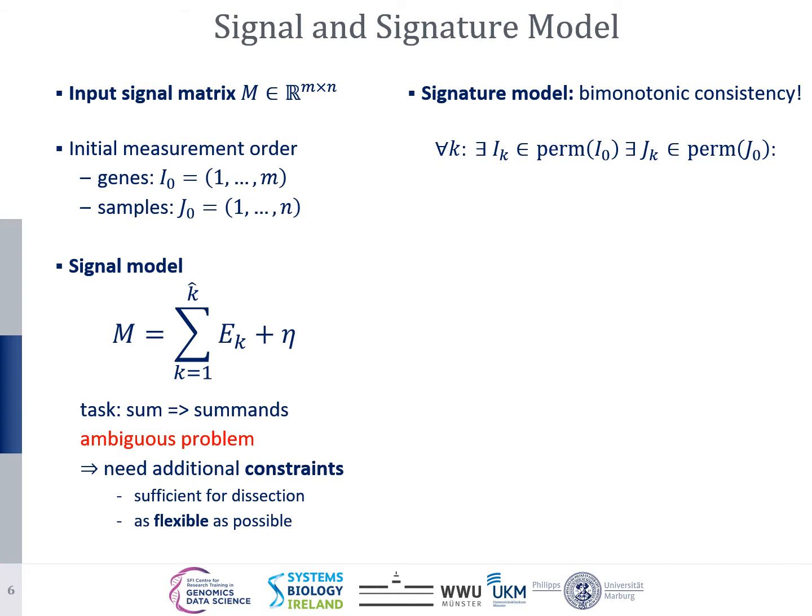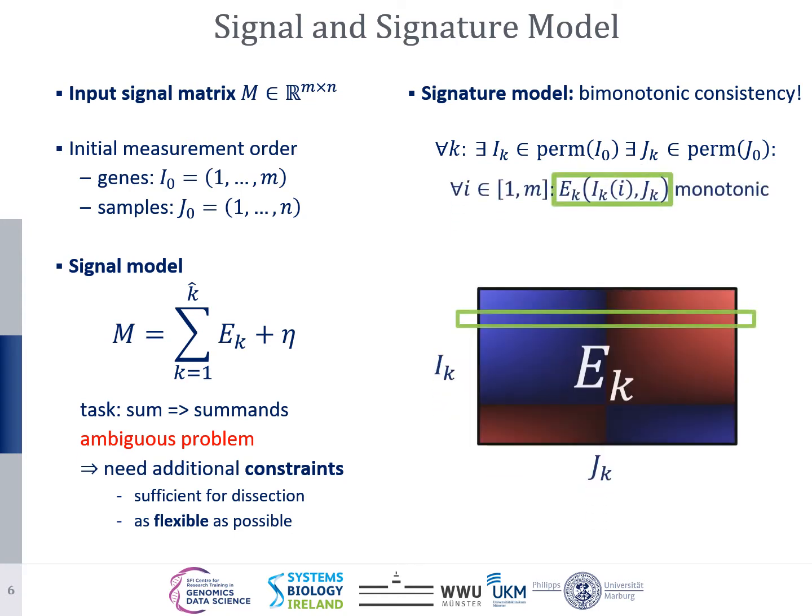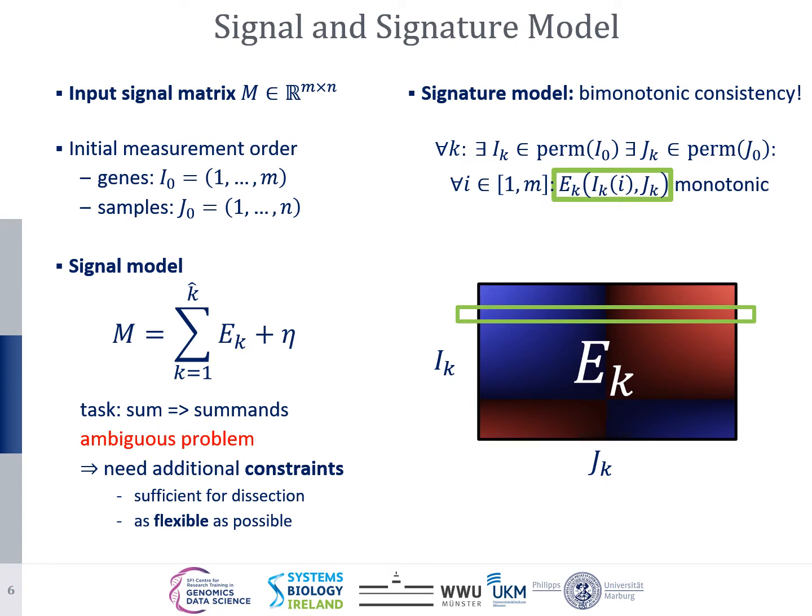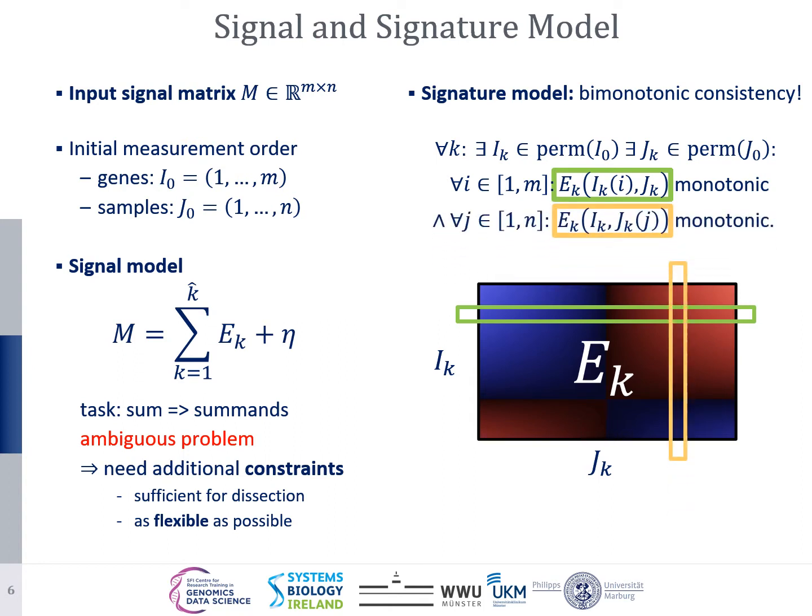I demand that for every signature k, there exists a permutation Ik of gene rows and a permutation Jk of sample columns, such that in that permutation, every row of Ek only has monotonic, either increasing or decreasing, gene expression values, and also every sample column of Ek has only monotonic values. So now we have defined what type of signature and consistency we are looking for. But the mathematically difficult part here are the exist operators, because we first need to find them.